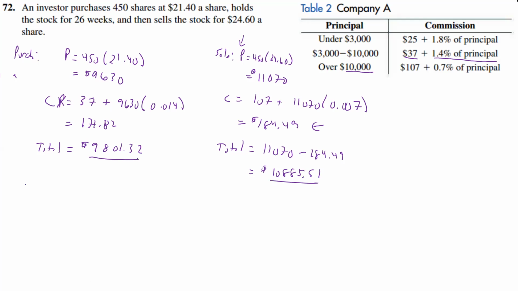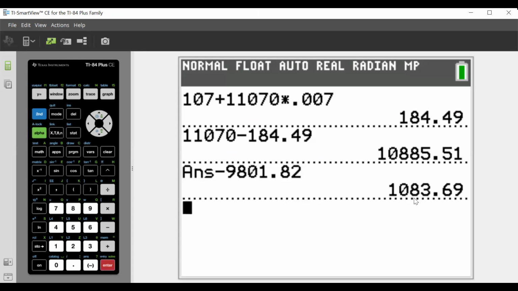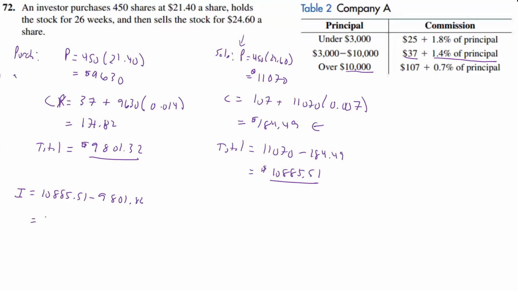So how much did we make? Well, we basically make on interest 10,885.51 minus 9,801.82. If we go back to our calculator and subtract that off, 1,083.69 is how much interest we're going to make. So that's 1,083.69. That's how much interest.